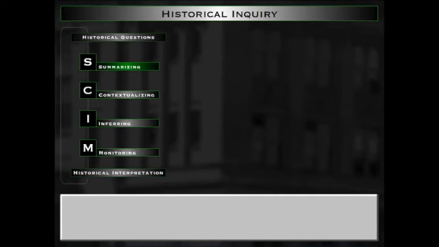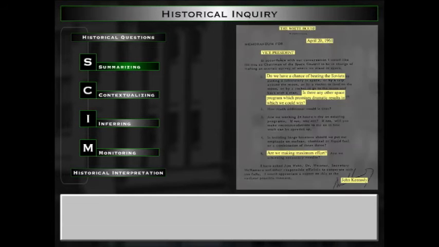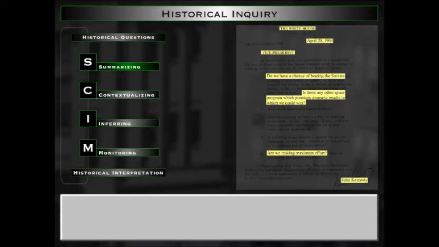Summarizing is the first phase of the SCIM strategy. When summarizing, you examine a source, such as this letter from President Kennedy to the Vice President during the space race, to locate any information or evidence that is explicitly available. That is, information or evidence such as the subject or purpose of the source, the author or audience of the source, or the key facts, ideas, or perspectives within the source. Sometimes the evidence in the source is straightforward and obvious, and other times it is not. Ultimately, the process of summarization should focus on developing historical evidence relative to your guiding historical questions.